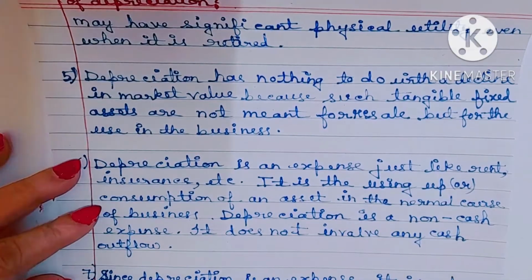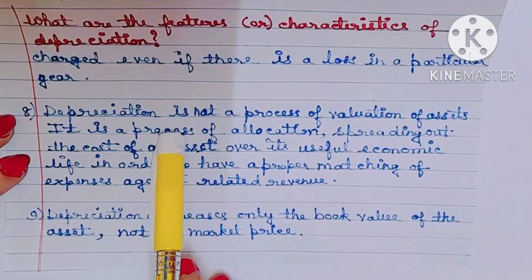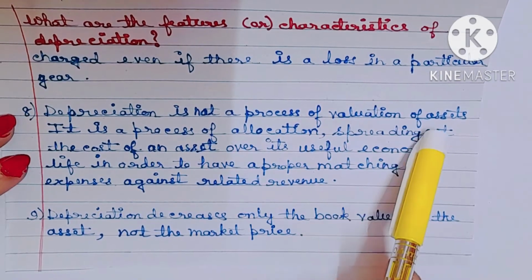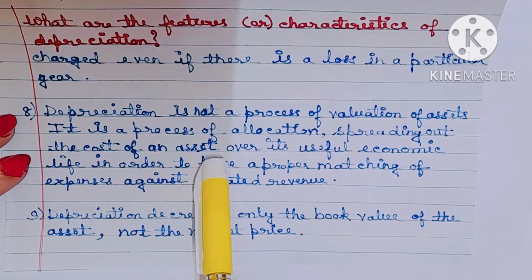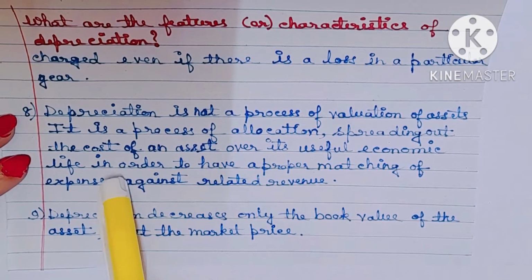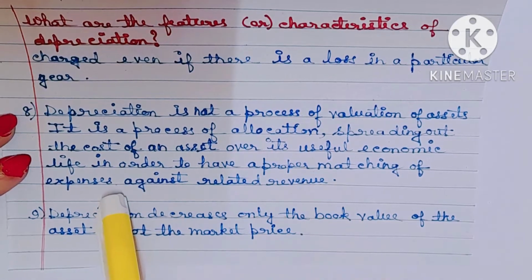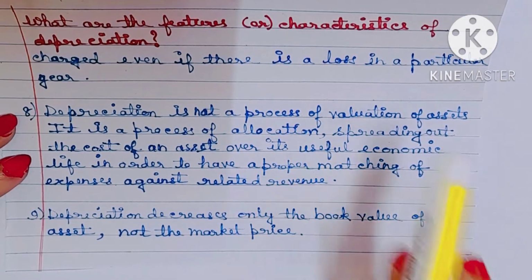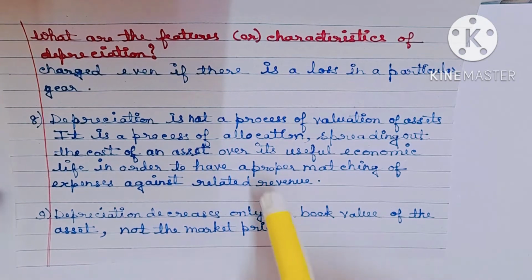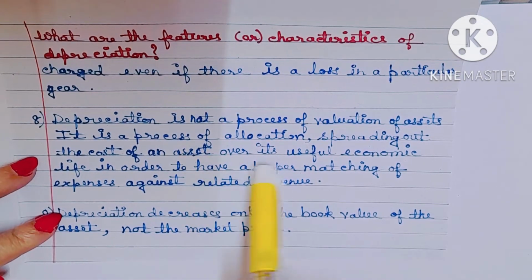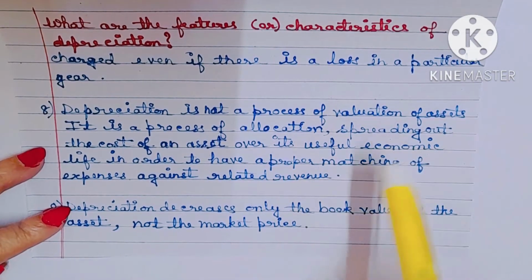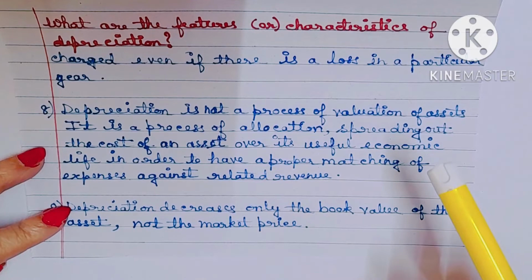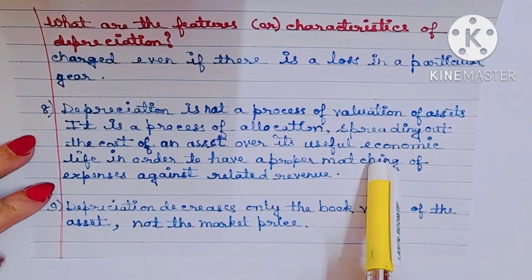Understood? Number 8. Depreciation is not a process of valuation of assets. It is a process of allocation, spreading out the cost of an asset over its useful economic life in order to have a proper matching of expenses against related revenue. You have to charge depreciation every year, even if there is a loss in a particular year. If depreciation is ignored, the profit will be more, which is not true. So that is the reason you have to charge depreciation every year.